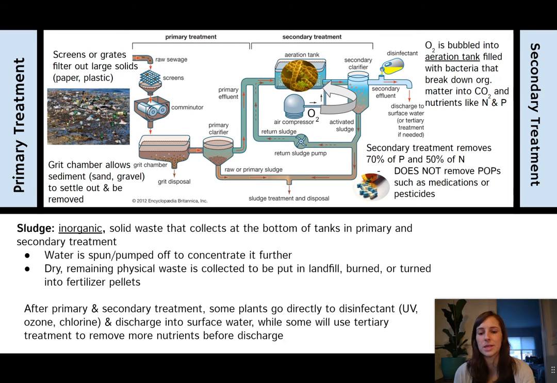Now, after primary and secondary treatment, some plants go directly to the disinfectant step, where we have the UV, ozone, and chlorine, and discharge it into surface water. But some of the wealthier ones that do have tertiary treatment are going to have the tertiary treatment and then the disinfectant so that they can have more of those nutrients removed before discharging it.